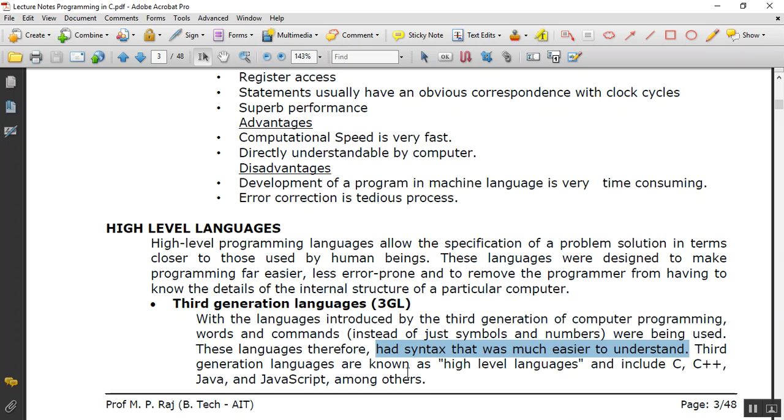The third generation languages are known as high level languages and include C, C++, Java and JavaScript and many more.